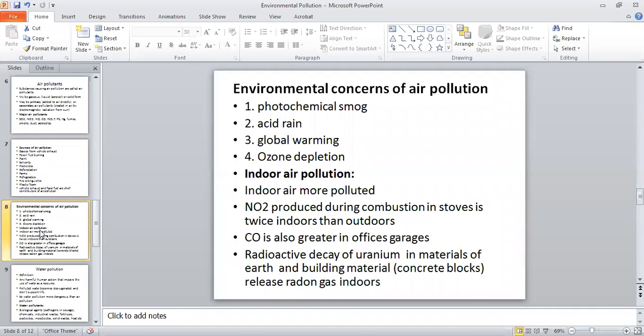Now you see, the burning of fossil fuel releases sulfur dioxide, nitric oxide, nitrous oxide, different oxides of nitrogen, into the atmosphere. Both the sulfur dioxide and the nitrogen oxides are converted into acids by combining with the water vapors in the atmosphere.